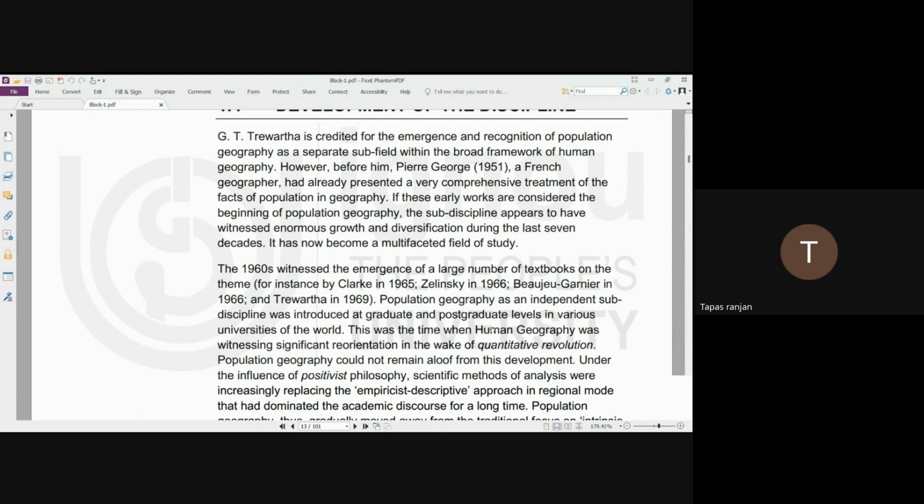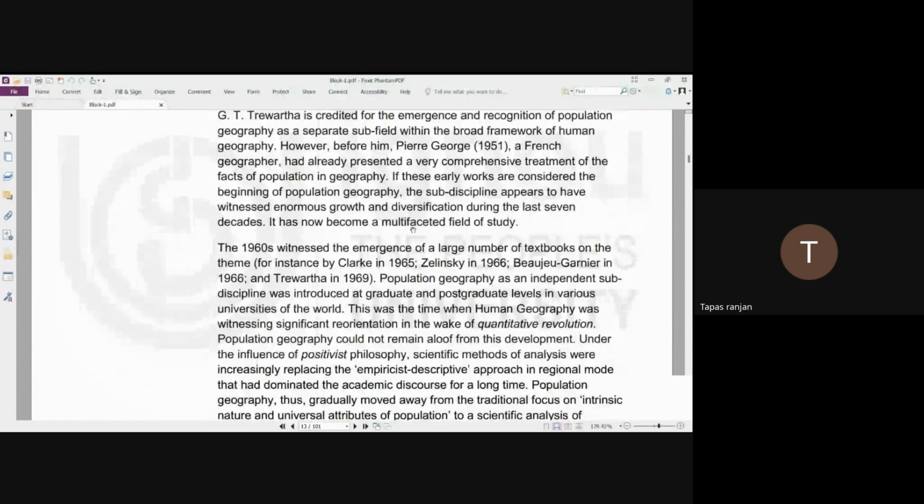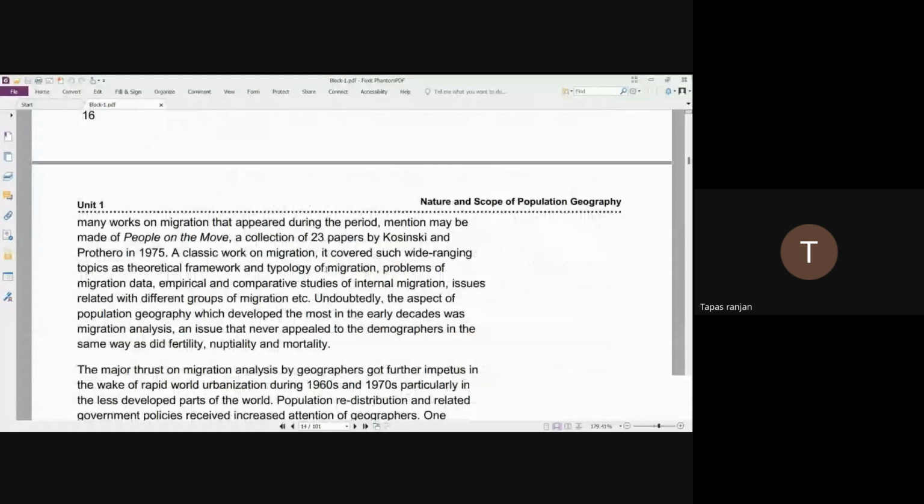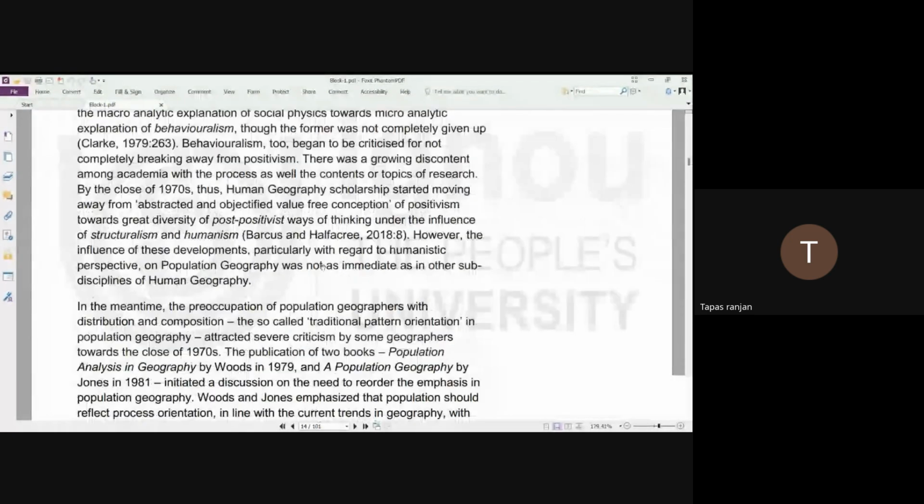Now this quantitative revolution, the idea of possibilism, all these ideas actually helped in the development of population geography. And a brief history has been given here. You can go through it.